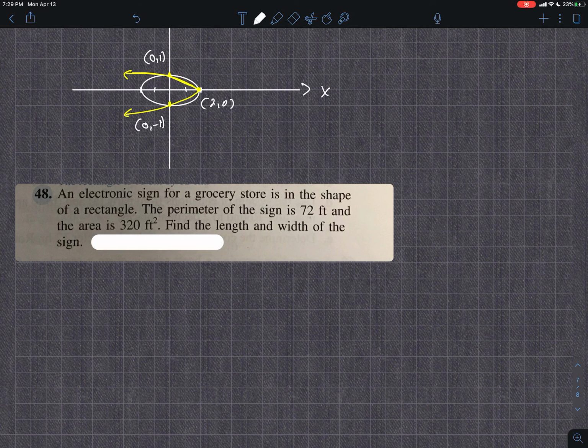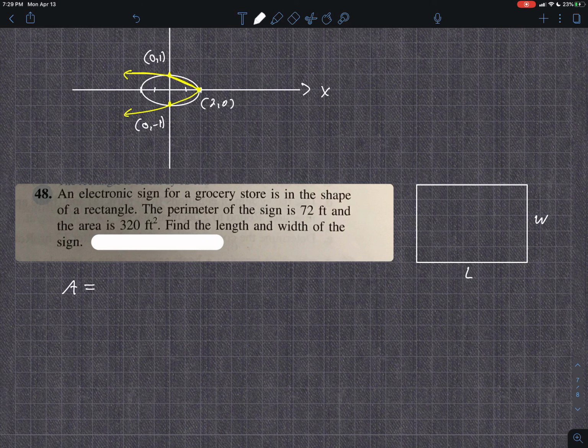So this says an electric sign for a grocery store is in the shape of a rectangle. All right, so you're going to have to draw a rectangle. The perimeter of the sign is 72 feet, and the area is 320 feet squared. Find the length and width of the sign. It's a very typical question. Draw a rectangle because it said it's a rectangle. Every time you have a rectangle, you know properties of it. You know that you have a length and you have a width.